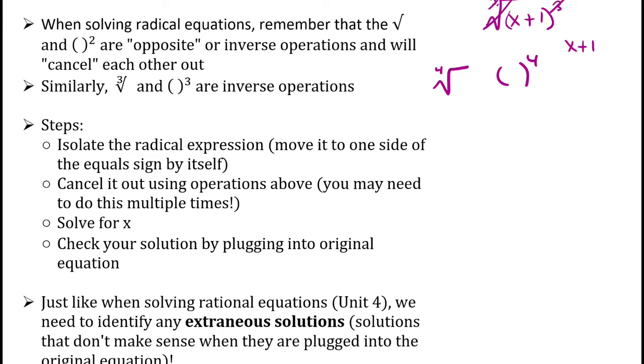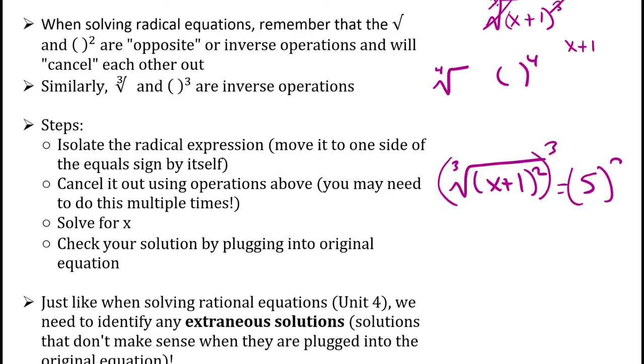So for example, if you had the cube root of x plus 1, squared, equals 5, well, now the radical is by itself, so you can go ahead and use the cube operation to cancel that out. And then once you do that, you have x plus 1 squared equals 5 cubed. And then we've got to do this step again because we've got a squared here. The only way to get rid of that squared is to do the square root operation. So this is what I mean by you may have to do this multiple times.